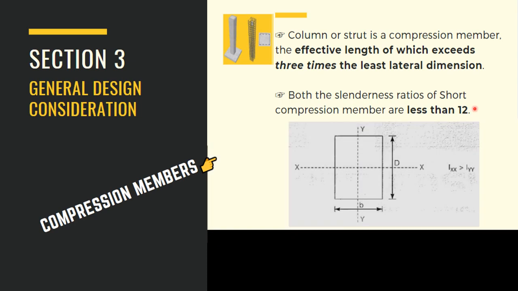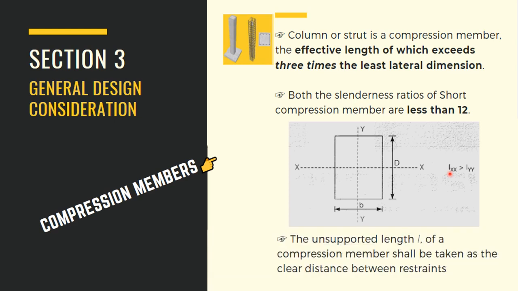So this is a typical cross section of a column. This is the breadth or width of the column. This is the depth, overall depth, and Ixx here is greater than Iyy. For this configuration, moment of inertia for x-axis is greater than Iyy. The unsupported length L of a compression member shall be taken as the clear distance between restraints. This is one of the important points.